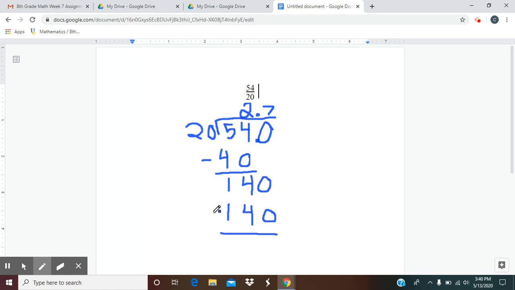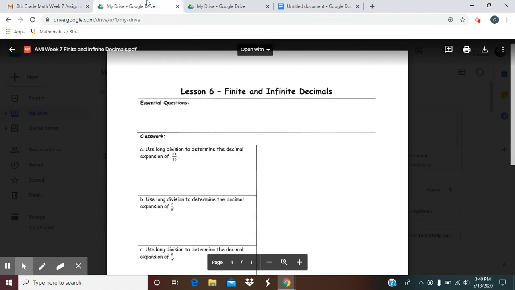And when I subtract this time, I get a remainder of 0. When you get a remainder of 0, you know that this number has ended. There's nothing left. So my answer to the first one is 2.7. So let's take that back to our assignment. Oh, wrong one. Here we go.